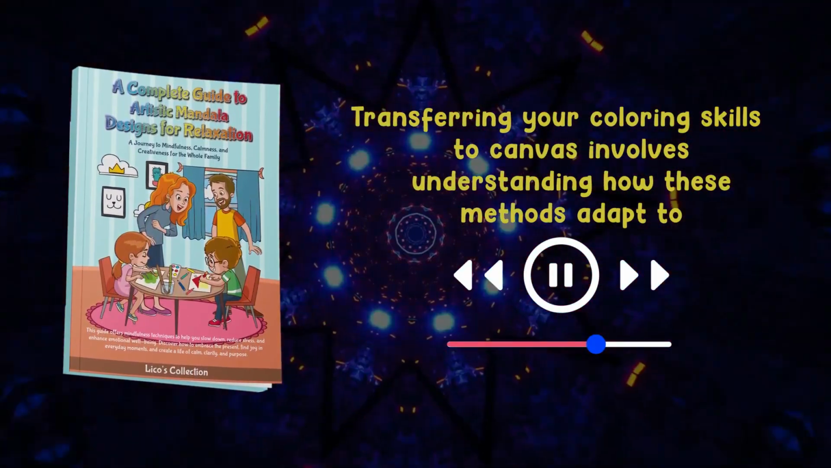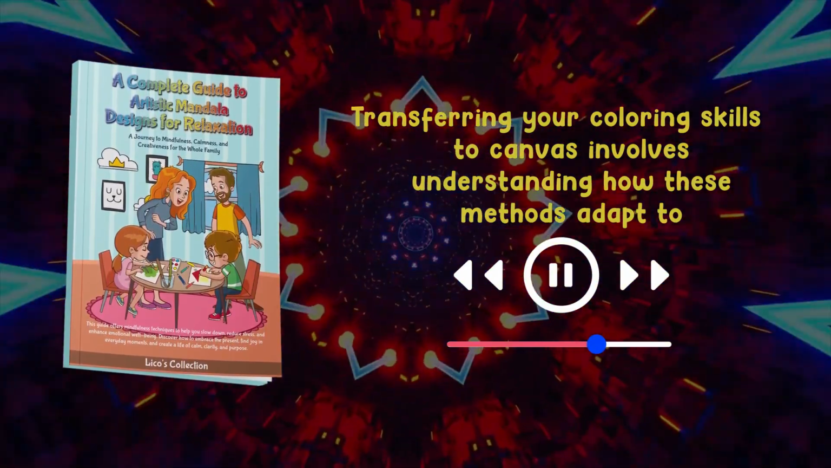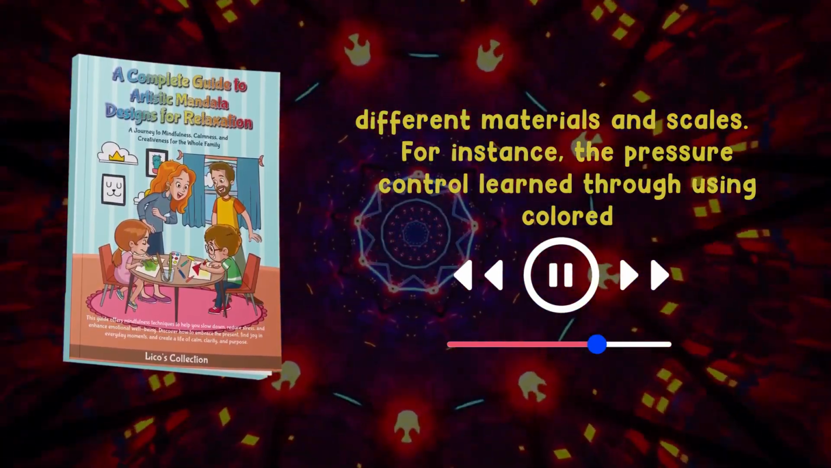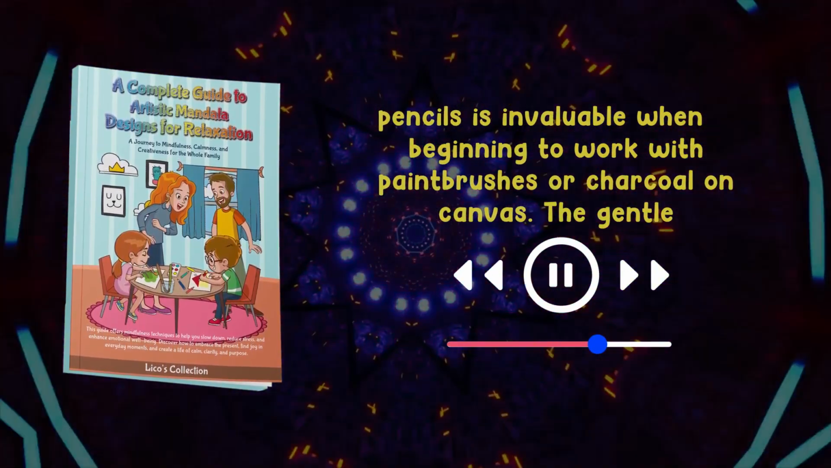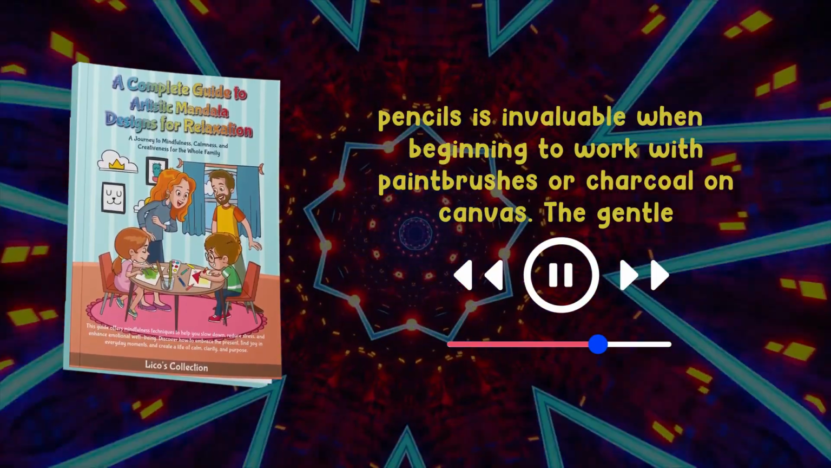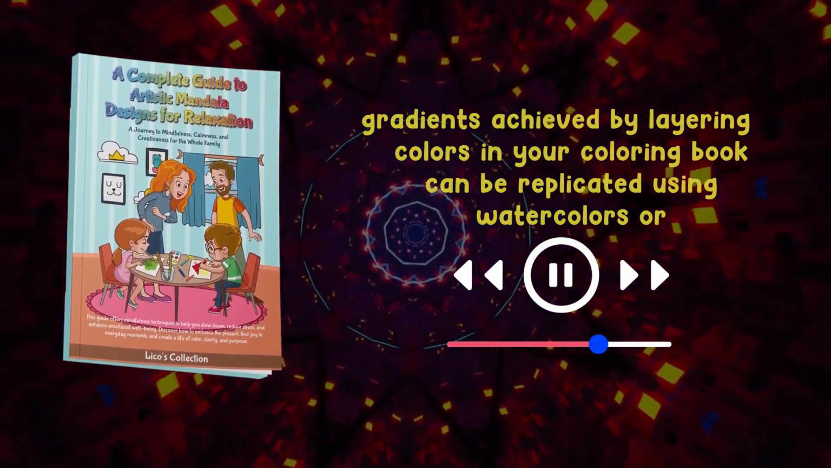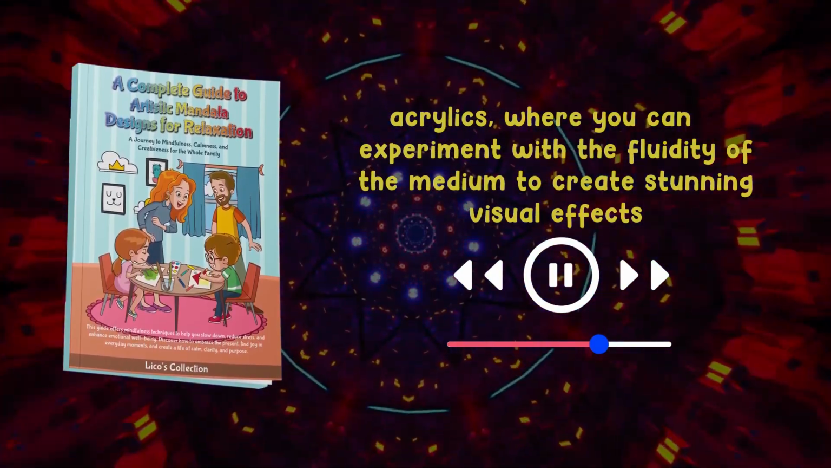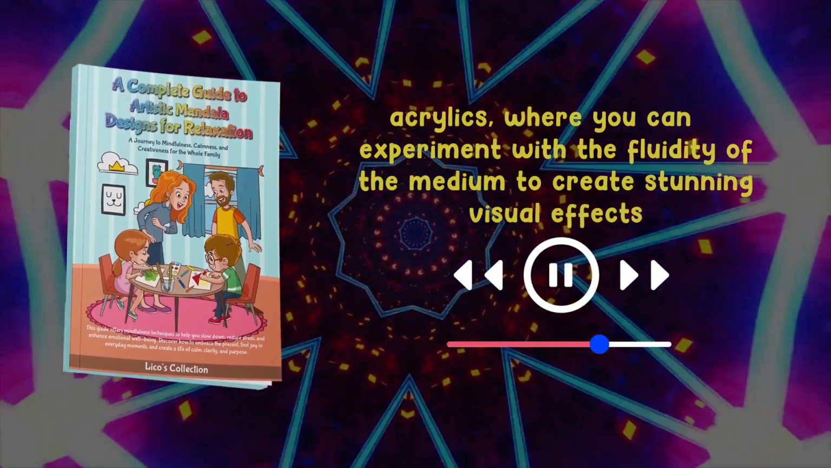Transferring your coloring skills to canvas involves understanding how these methods adapt to different materials and scales. For instance, the pressure control learned through using colored pencils is invaluable when beginning to work with paintbrushes or charcoal on canvas. The gentle gradients achieved by layering colors in your coloring book can be replicated using watercolors or acrylics, where you could experiment with the fluidity of the medium to create stunning visual effects.